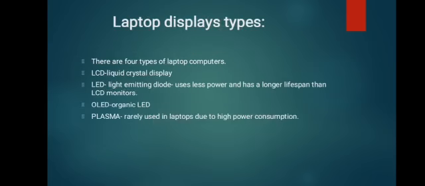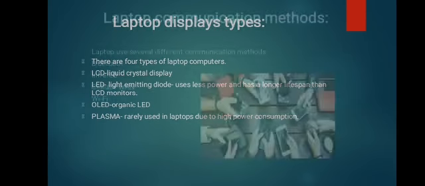Laptop display types. There are different types of laptop displays. There are four types: CRT, LCD, OLED, plasma. Plasma is rarely used in laptops due to higher power consumption, and LED, light emitting diode, is used for a longer lifespan and needs less power.